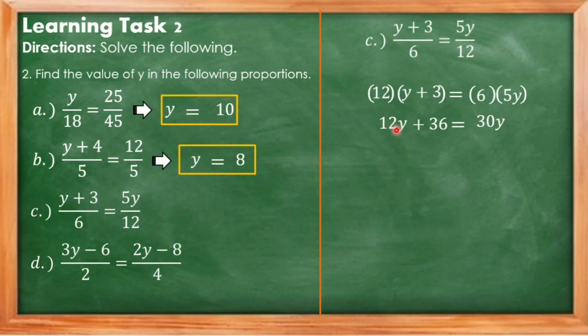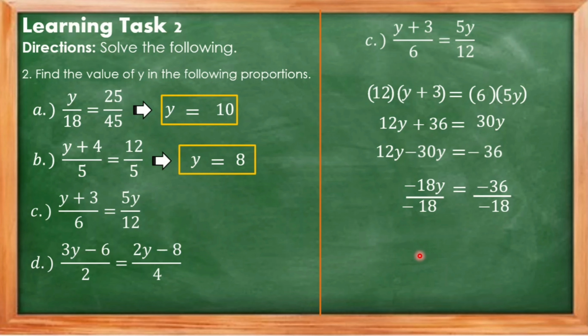So, combine muna natin yung mga similar terms. 12y, so sa 30y, transpose natin dito sa kabila, magiging negative 30y. Is equals to, then positive 36 will become negative 36. 12y minus 30y is equals to negative 18y. Then, bring down lang natin yung negative 36. Okay, so para y na lang matira dito sa kabilang side ng equation, we will divide both sides of the equation by negative 18. Okay, so negative 18 divided by negative 18 is equals to positive y. The negative 36 divided by negative 18 is equals to positive 2. So, our y for letter C is equals to 2.